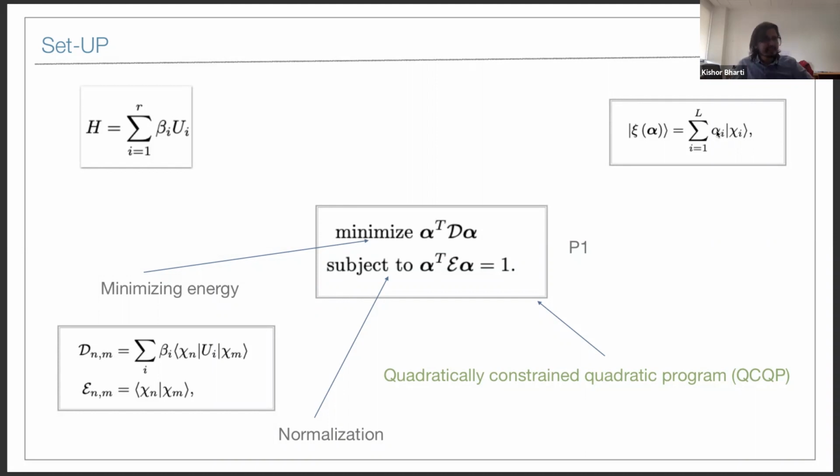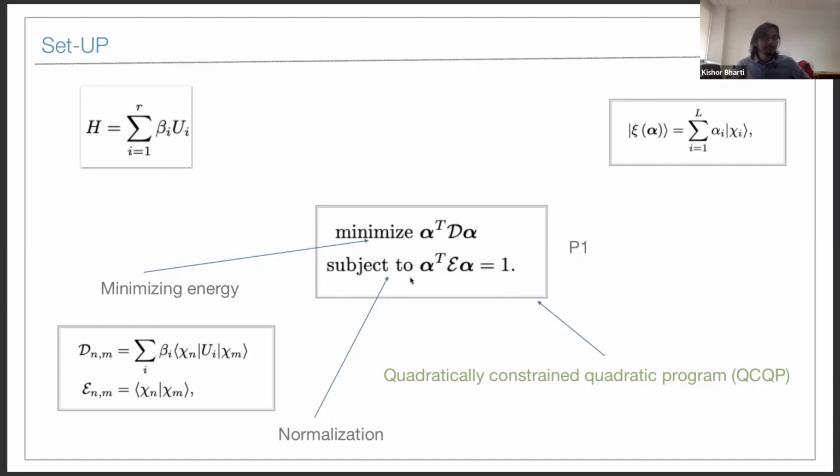So you have alpha coming from the bra part on the left-hand side, and alpha from the ket part, and you get some D matrix, which you get from the coefficients beta and the unitaries, with chi n from the left and chi m from the right. So you minimize alpha transpose D alpha subject to the normalization constraint. You want this to be a valid quantum state, which means that alpha transpose E alpha equals 1, where E is this overlap matrix. So basically your goal is to minimize energy subject to the normalization constraint.